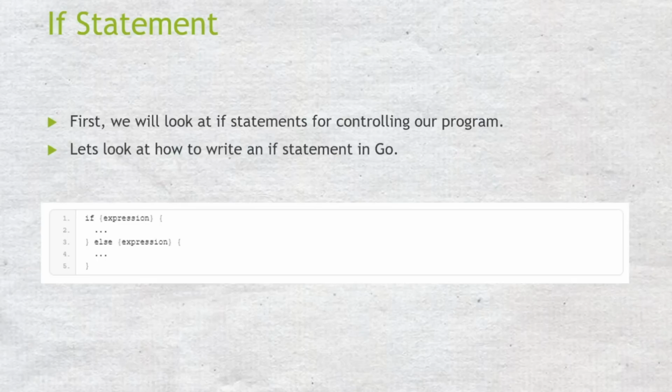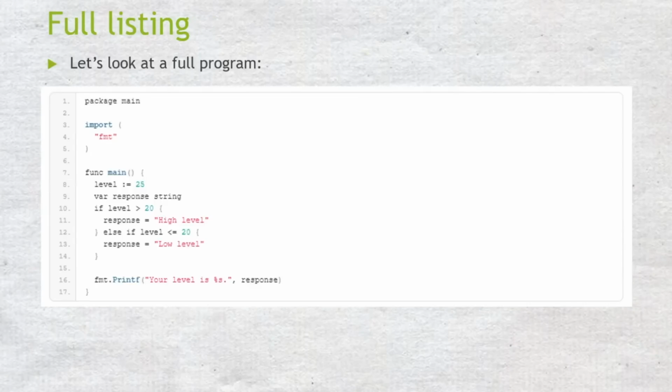As you can see here, we've got if and then an expression and then curly brackets. Then there's our code if that expression is true. Then we close the brackets and put else if there's another expression, and we can continue with more ifs and else. Here's a full program listing for the if else control. So here we have package main. Like always, we import fmt so we can print stuff out.